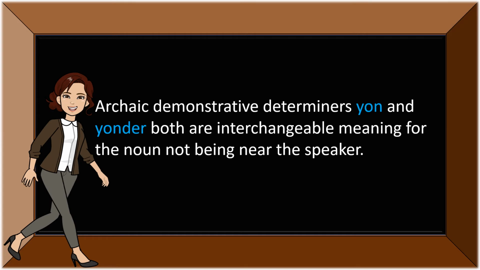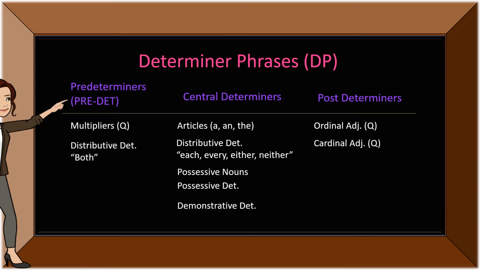Archaic demonstrative determiners: yon and yonder. Both are interchangeable, meaning the noun is not near the speaker. We're going to add demonstrative determiners in our determiner phrase. They are considered central determiners.